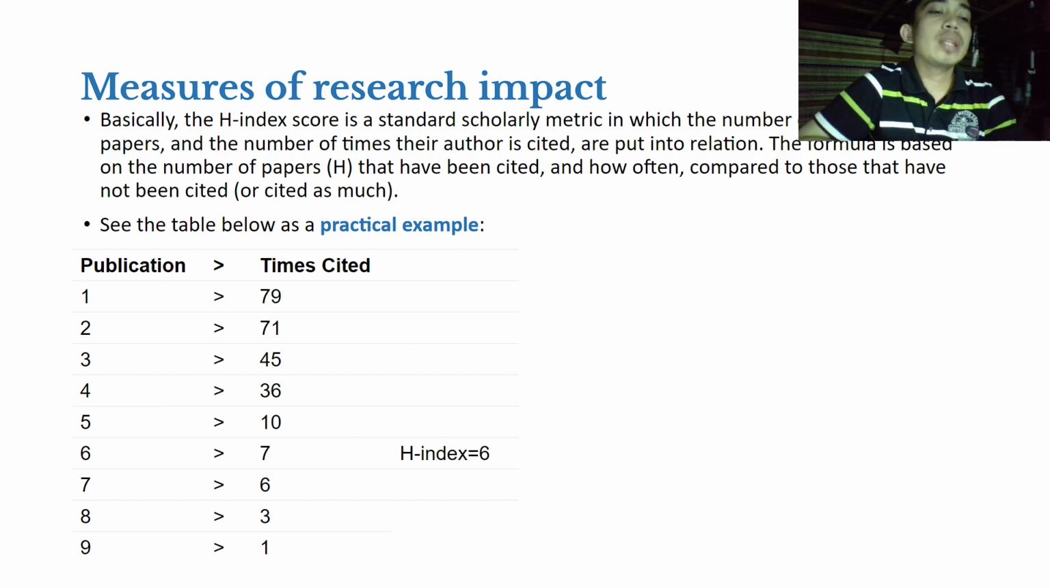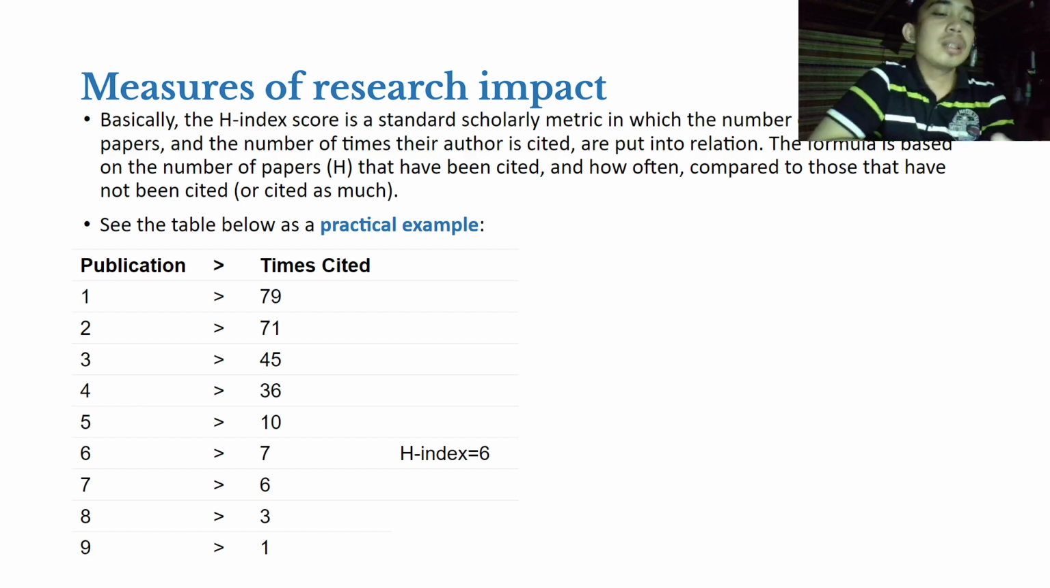If you have one article published and it has been cited 79 times, if you have two articles, it might probably be cited 71 times. If you have three articles, then it's 45 or something like that. If you have four articles, you have 36. And for five, you have 10. Six is 7. Seven is 6. Eight to 3. Nine to 1. So these are examples of the H index.